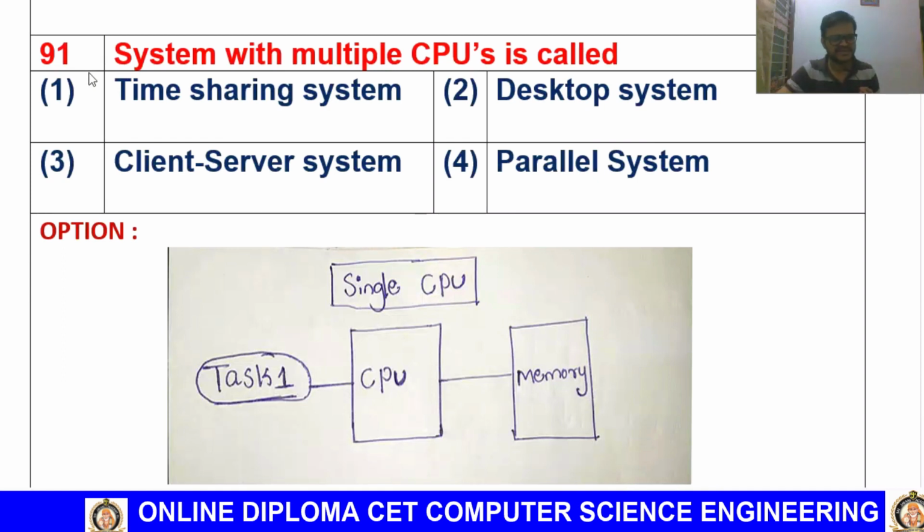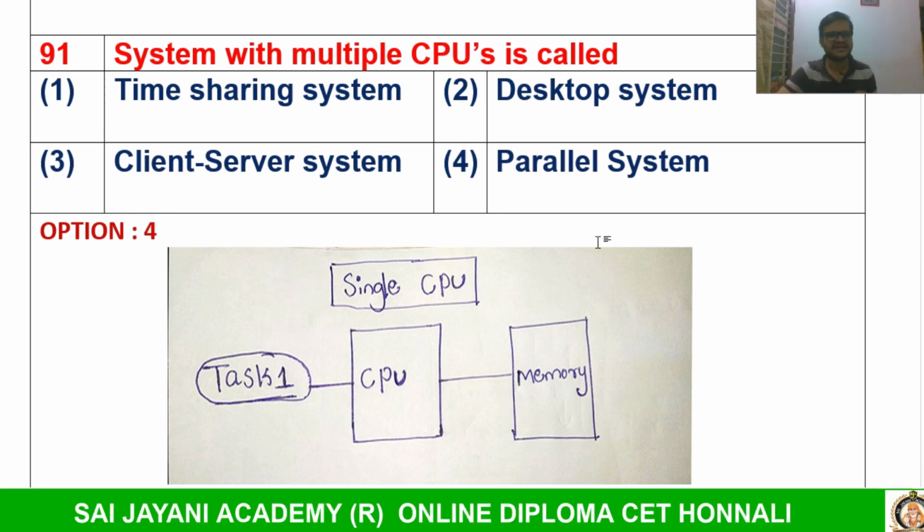From the Diploma CET 2018 question paper, for the branch Computer Science and Engineering, the subject is operating system. In that, question number 91: The system with multiple CPUs is called. We have four options. The first option is time sharing system, the second option is desktop system, the third option is client server system, and the fourth option is parallel system. For question number 91, the fourth option, that is the parallel system, is the right answer.